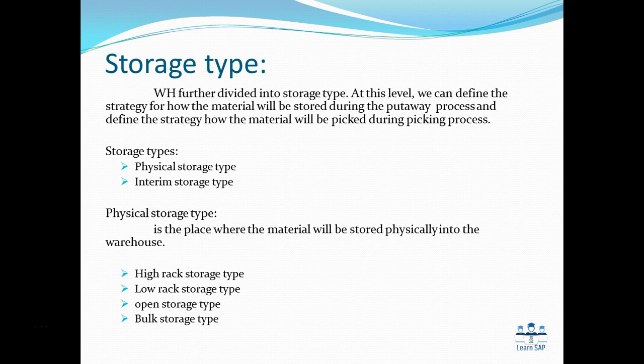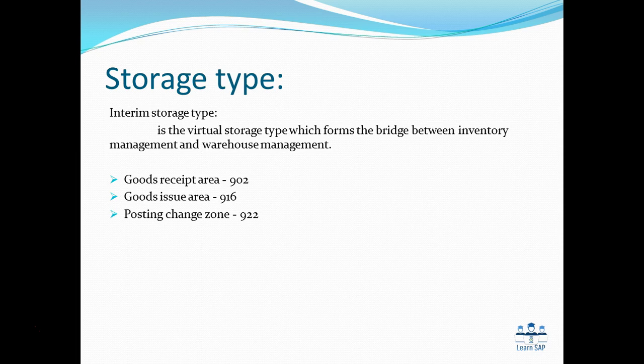There is one more storage type, the interim storage type. What is an interim storage type? An interim storage type is a virtual storage type. It is not available physically, but it exists in the system. It connects inventory management with warehouse management, forming the bridge between the two. For example, goods receipt area 902, goods issue area 916, and posting change zone 922. These are all standard interim storage types. They are available in the system, but physically these storage types will not be available.